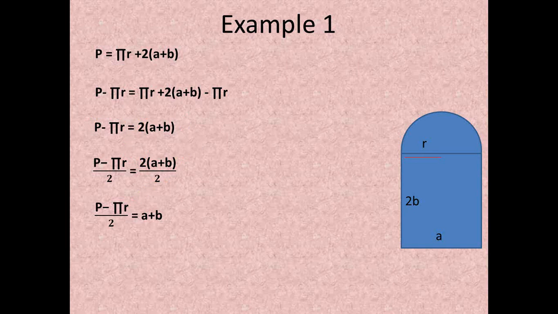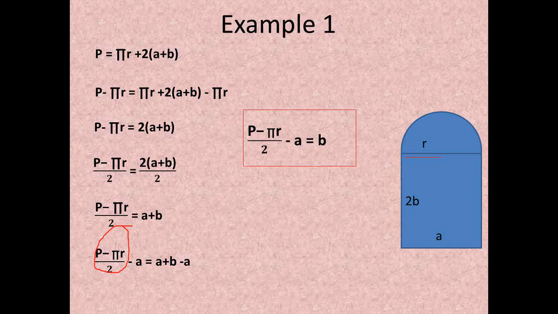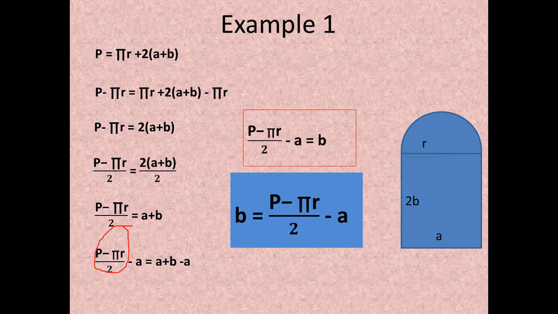Now, what is the next thing that you need to remove? Which is very easy. You remove a, because b is the unknown value, from both sides. Again, just remember, this is a whole expression, p minus pi r upon 2. So you are removing a from this whole expression, and this is what you get, b as the subject. The subject is always written on the left side. So you get b is equal to p minus pi r upon 2 minus a.